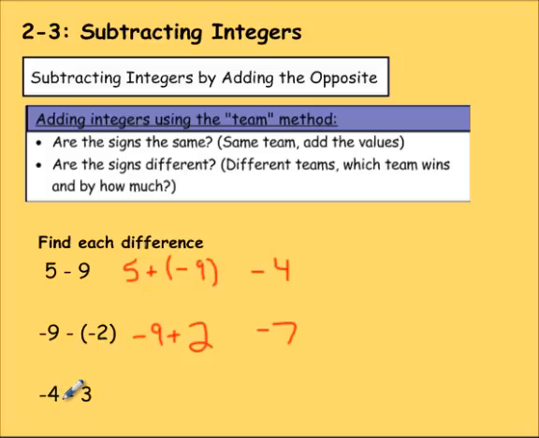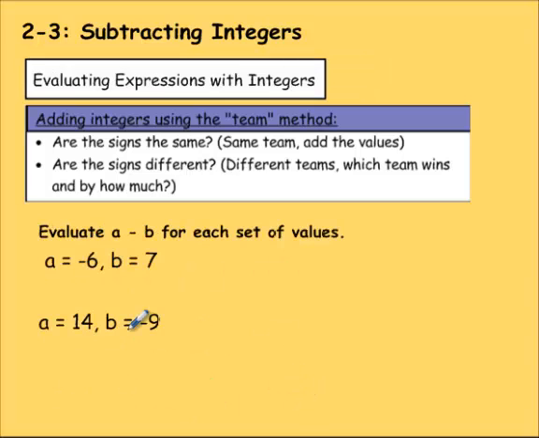Here we have negative 4 minus 3. So we'll start with negative 4. Let's add instead of subtract. And then what's the opposite of positive 3? That would be negative 3. And I like to put that in parentheses because it's kind of confusing having two signs in a row like that. We have a negative and a negative. They're the same sign, so they're on the same team, right? Add those values and keep the negative. Negative 4, negative 3, that would also be negative 7.